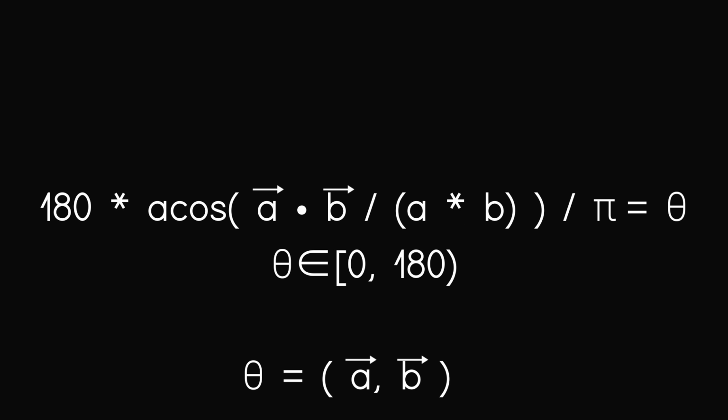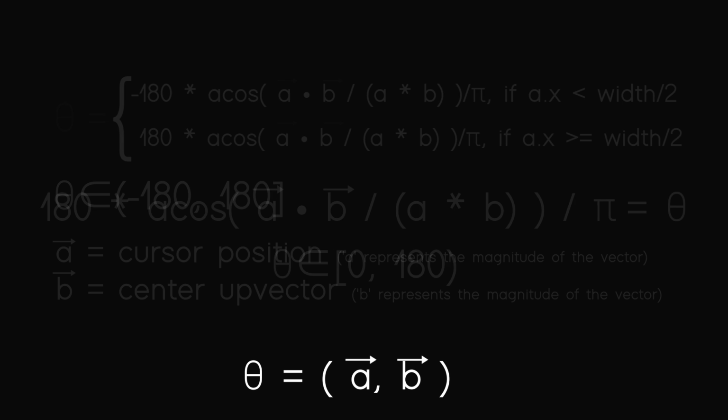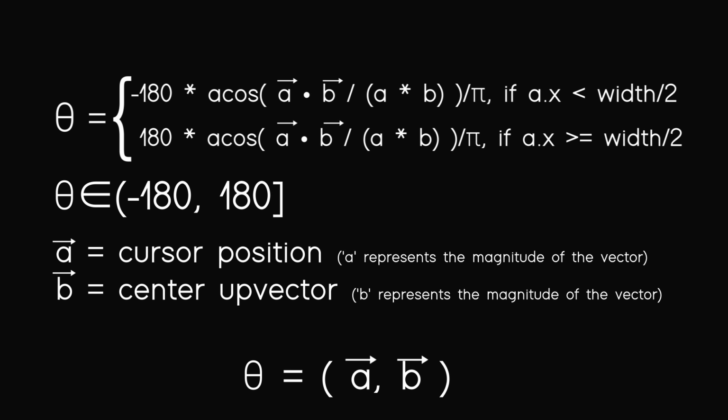Right now there's one problem: we can only get values from 0 to 180, which isn't enough. We want a full 360 degrees of rotation, so for that we will multiply the value of the angle with -1 if the x coordinate of the cursor is less than width divided by 2, or 1 if the coordinate is greater or equal to width divided by 2.